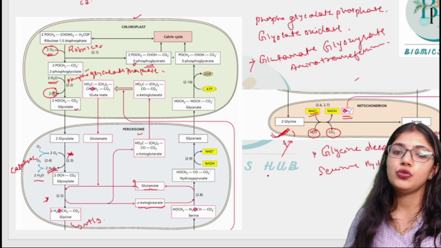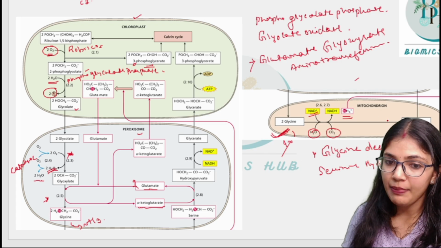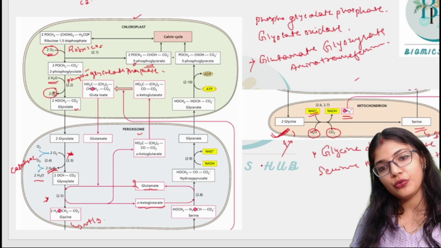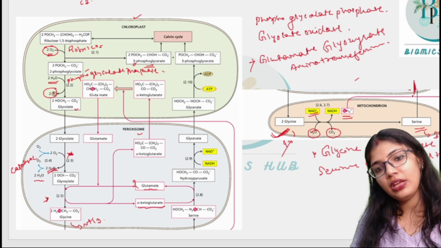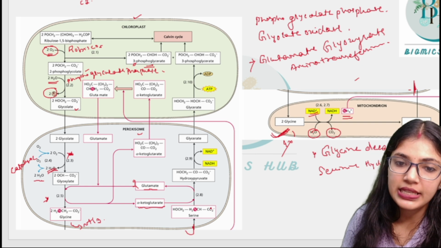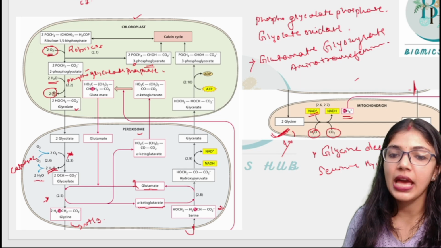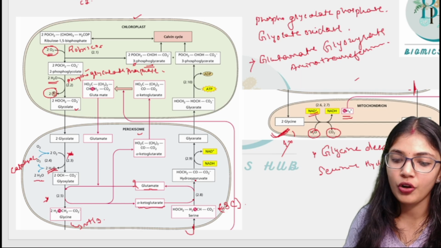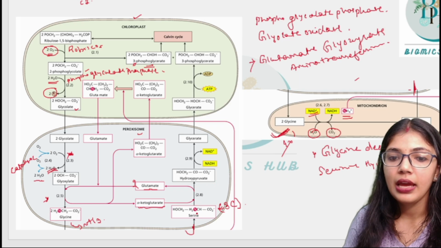Okay. So now the serine which is present in the mitochondria is being transferred into the peroxisome. Here we can see the serine. This serine is a 3-carbon compound. Now this serine is converted into hydroxypyruvate. Here also there is no need of any NH3 group.